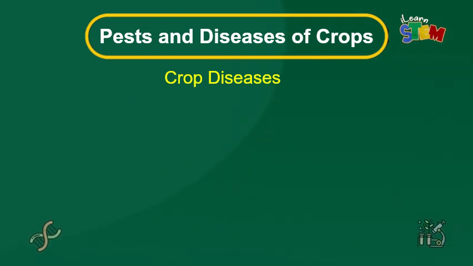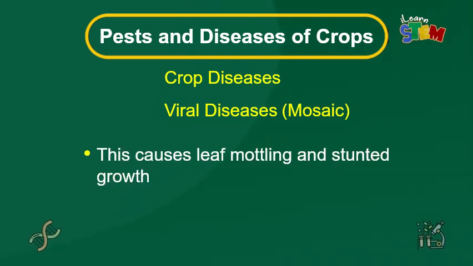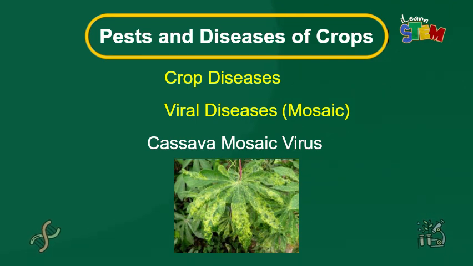Now, let's talk about viral diseases. One of the viral diseases that pests can spread is mosaic disease. This causes leaf mottling and stunted growth. An example is cassava mosaic virus.